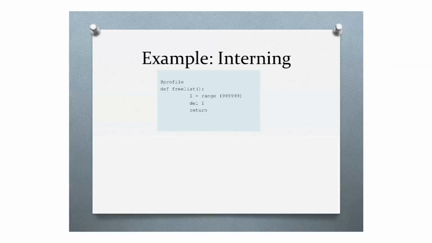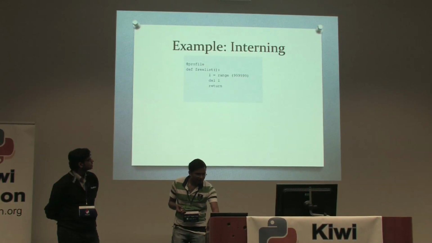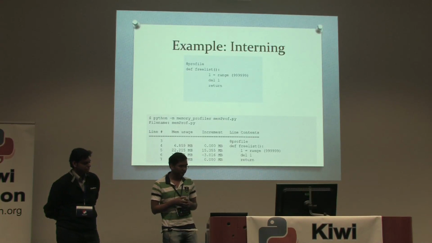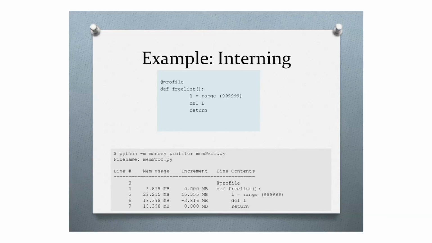In this example, we have created a range of about 1 million objects. These objects are integers. Then I delete the reference to the objects, and let's see what the pattern of memory is. Here I have used a tool called memory profiler, which gives you line by line memory consumption of a Python application. Look at line number 5. Here we have allocated about 15 MB of RAM to represent those 10 million integers.